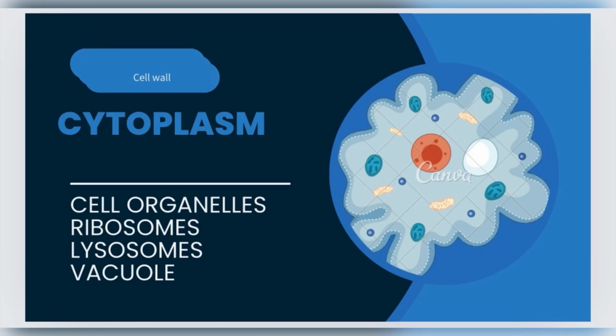Today in this video we are going to be discussing the cell wall, which is a membrane present in the plant cell only, and the cytoplasm and the organelles which are present in the cytoplasm. Then we will discuss the small organelles like ribosomes, lysosomes and vacuoles.